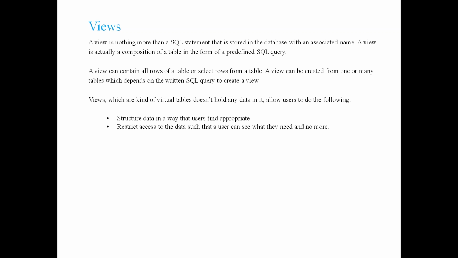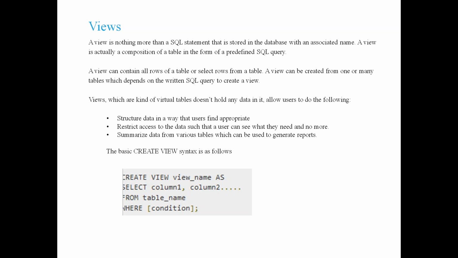And the next benefit is to restrict access to the data, such that a user can see what they need and no more. That's what we have done. We have hidden the last column of the table. And next is to summarize data from various tables, which can be used to generate reports. That's what we have just done. We have joined 4 different tables, so it can be easy for the users to summarize their reports. And the basic syntax for a view is create view, view name as, followed by your select SQL command. And that's all about the view.